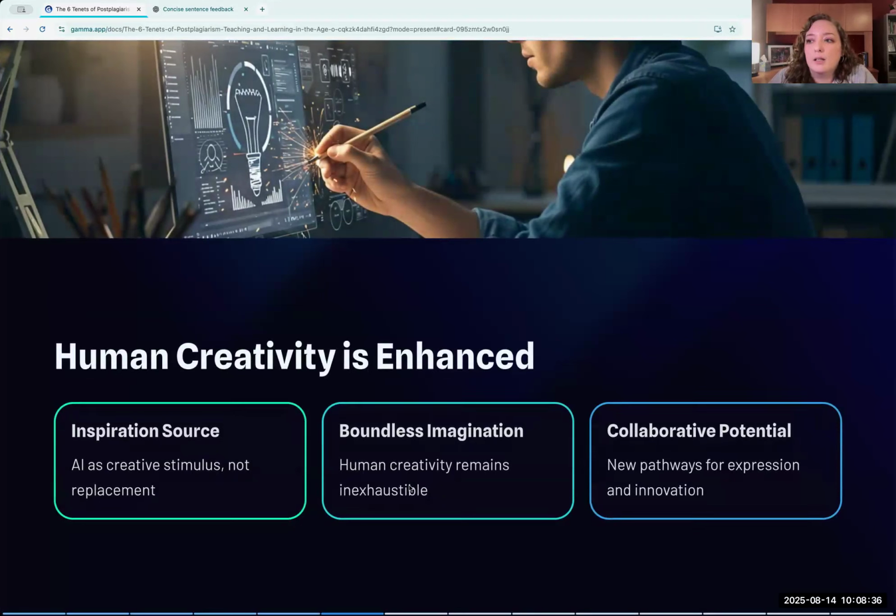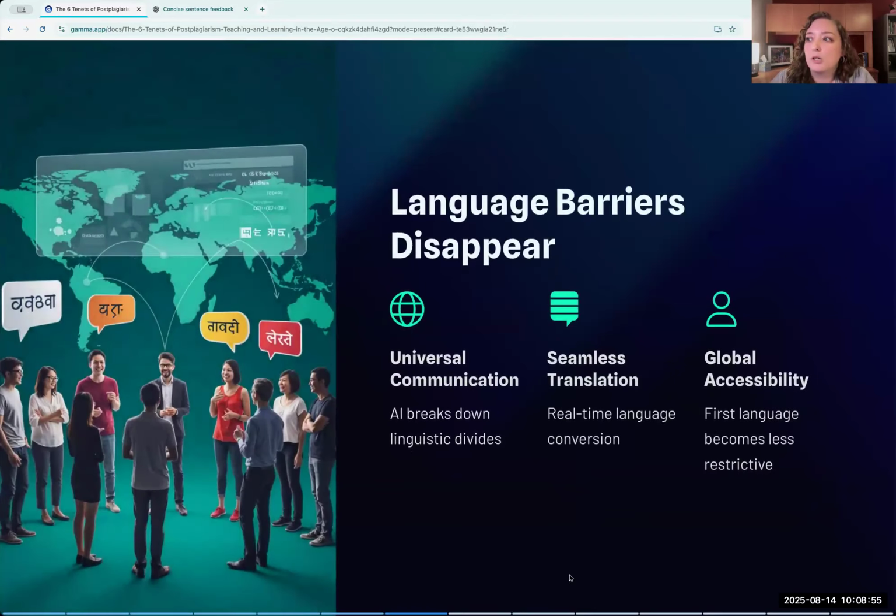Human creativity is enhanced. So she indicates that AI can be a creative stimulus, not a replacement. Human creativity remains inexhaustible, but there are new pathways for expression and innovation as a result of AI. Language barriers disappear, so we get universal communication, breaking down language or linguistic divides. Real-time language conversion can happen. First language becomes less restrictive.